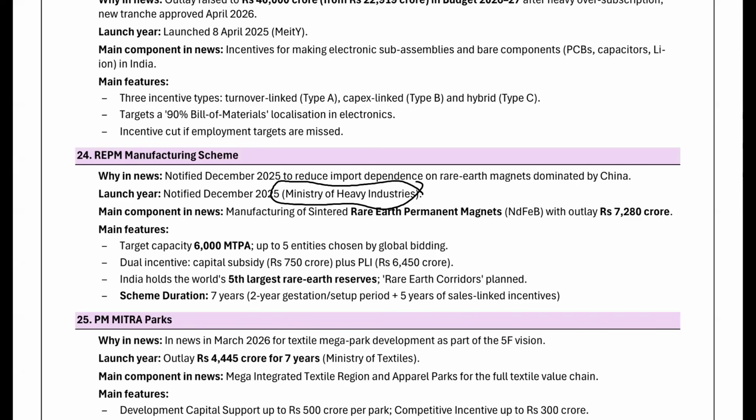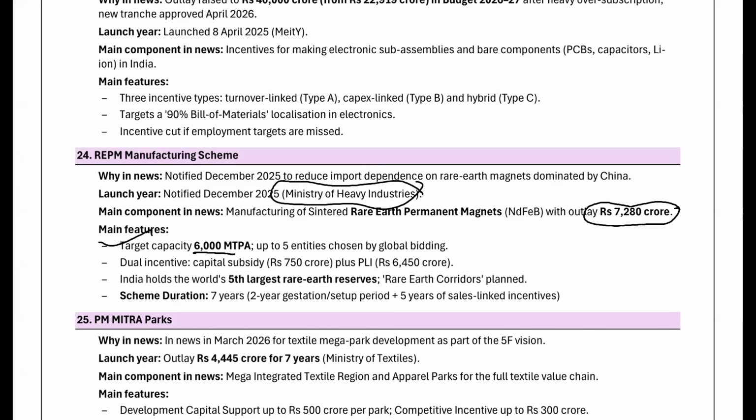You don't need to understand much more in detail, just remember the key points. The outlay is ₹7,280 crore, right? It will produce rare earth magnets domestically and reduce Chinese dependency. We depend heavily on Chinese products for rare earth permanent magnets, so this will help us reduce that dependency. It will support the EV and electronic sector. If something is magnet related, it will support the EV and electronic sector. This only you have to remember.